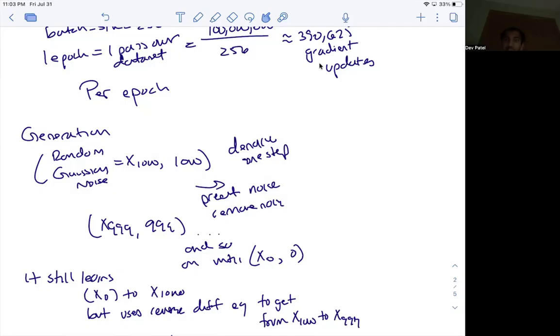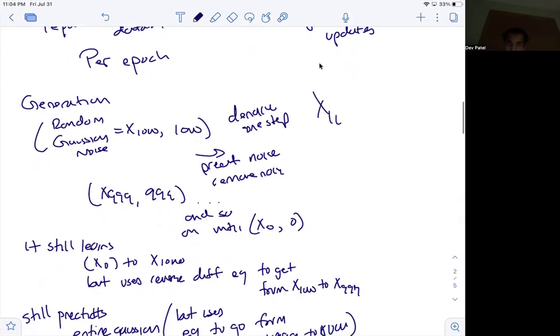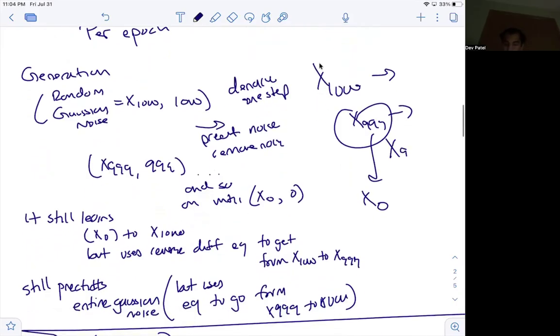Now what do we think the noise added from X99 to X1000 is? So then we remove that noise incrementally. We go from X1000, remove some noise, get to X99, then we predict the noise from X99 to X0, then we do the reverse diffusion equation to get from X99 to X98, and so on until we finally get to the original image. So we denoise over these 1000 denoising steps until we get to the original image.